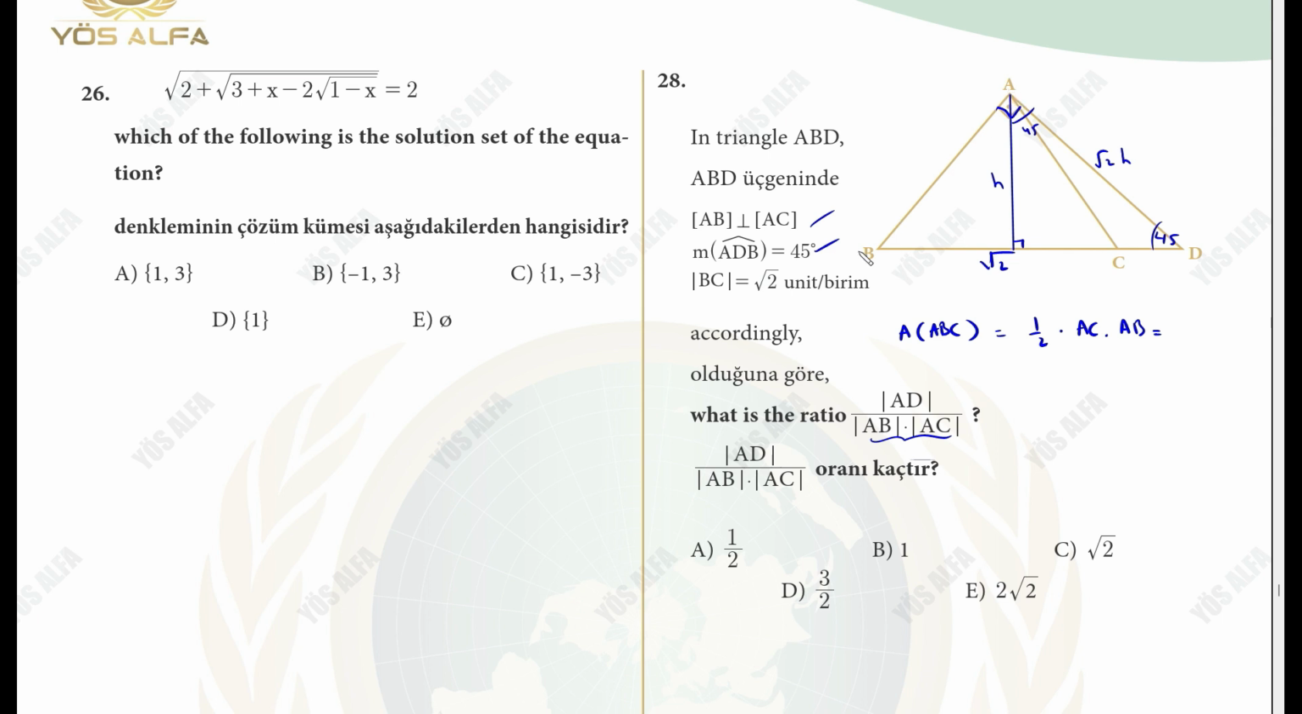So the area of the triangle ABC, if I take BC as the base of the triangle, then I can write half base and then height. So BC is nothing but root 2 here. So root 2h turns out to be AD. So we can write half AD is equal to half AC times AB. This and that cancelled out. So we have AD over AC times AB is equal to 1. So B is the answer.